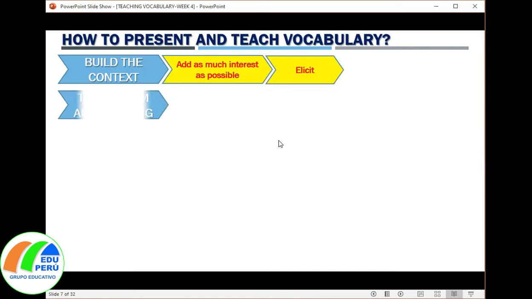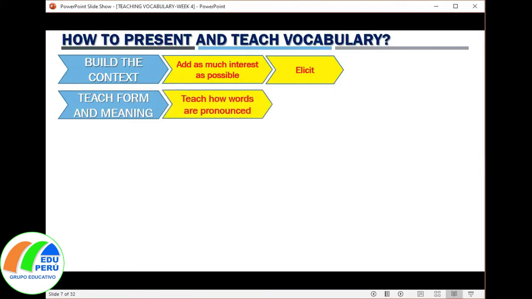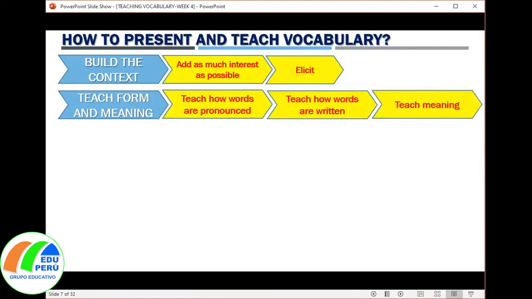The other one is to teach form and meaning. Remember, when we talk about the three aspects related to vocabulary: form, meaning, and use. So here we are going to teach them form and meaning. Teach how words are pronounced and teach how words are written. This is very important. And teach the meaning.